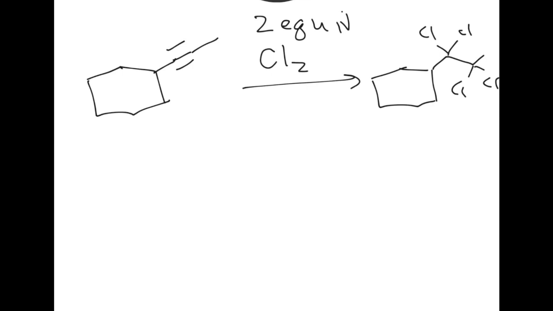Someone asked in the early class if we have to worry about stereochemistry, right? Halogenation is an anti-addition. We don't have to worry about wedges and dashes on the two equivalents of Cl2 or Br2, because we don't make a chiral carbon, right? Both carbons that I end up generating have two chlorines on them, so they're not chiral, so wedges and dashes don't matter.